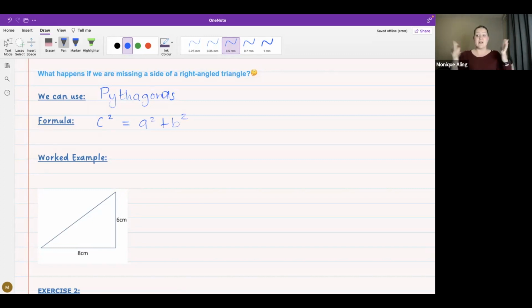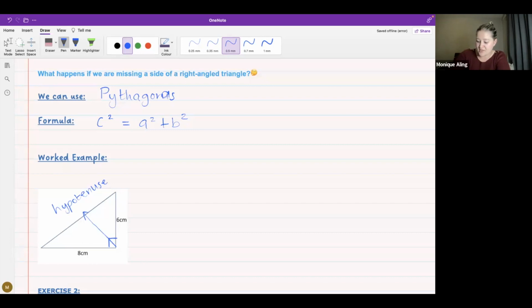Whenever you think about triangles and you have a missing side, they're not going to tell you to use Pythagoras to work out the missing side. You need to just know that that's how you're going to work it out. It's the only way you can work it out. Remember, Pythagoras only works for right angle triangles. The side that is opposite our right angle is called our hypotenuse.